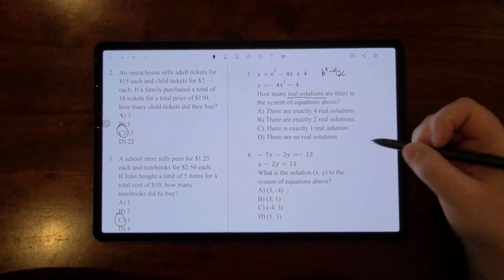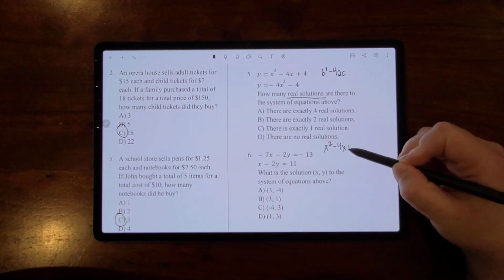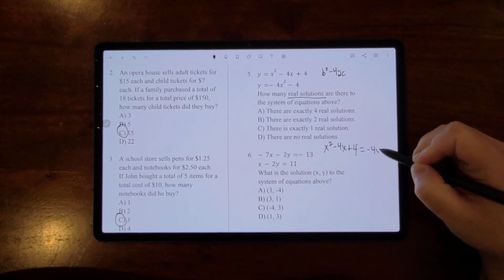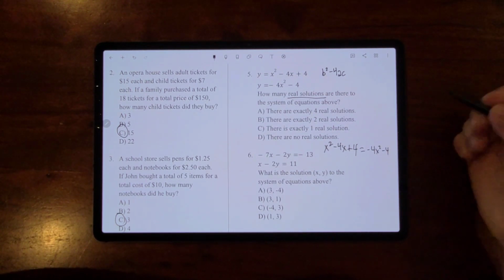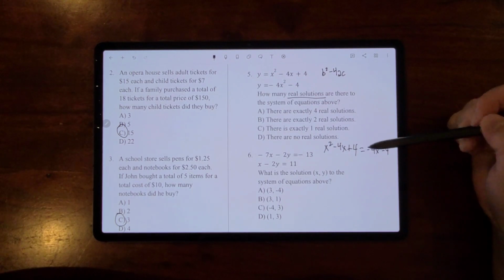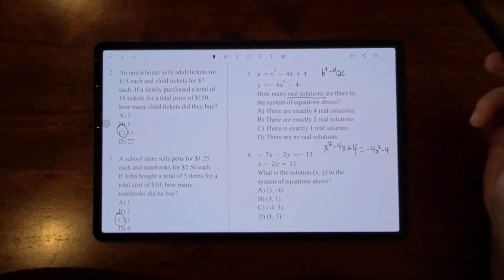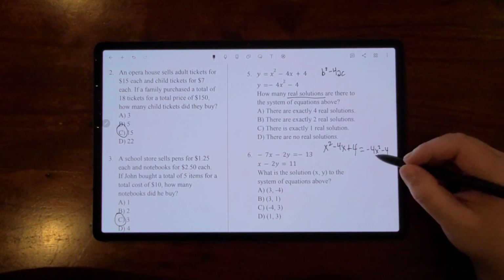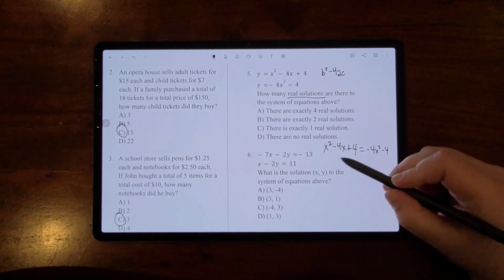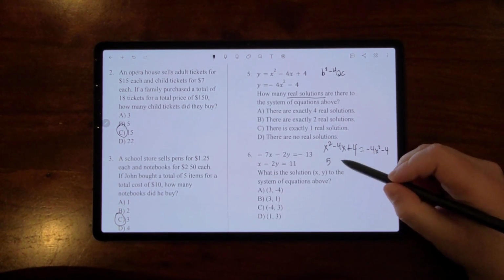We're going to set them equal to each other. So I'm going to say x squared minus 4x plus 4 is equal to negative 4x squared minus 4. Now, this is also important, I want to make sure that I have a quadratic set equal to 0 before I determine what A, B, and C are. So in order to do that, I'm going to add 4x squared to each side. That way, I can get rid of it on this side and get closer to making this side 0.